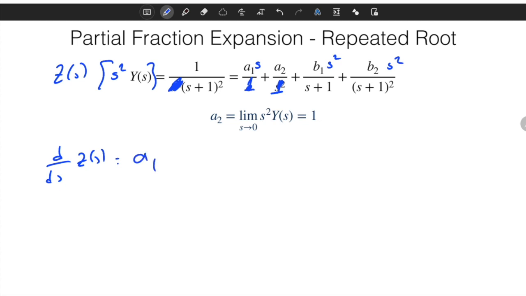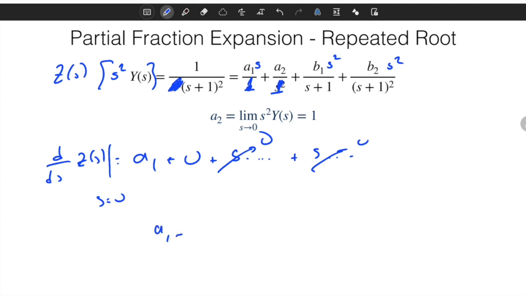a2 is a constant, so its derivative is equal to 0. If I take the derivative of this, it should be something like s times some expression. It will be the same thing: if I take the derivative with respect to s, there should still be some s with some expression. So if I replace s with 0, this will go to 0, this will go to 0, and I will isolate a1. So it's great.